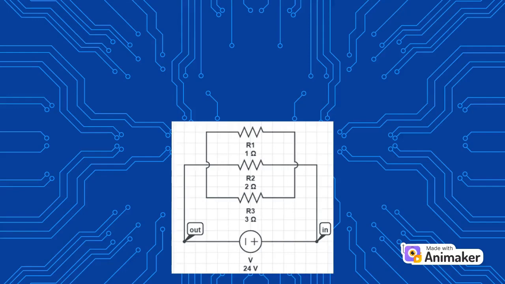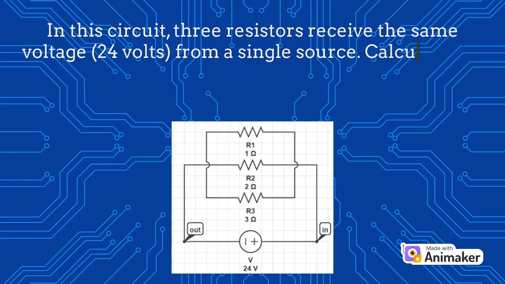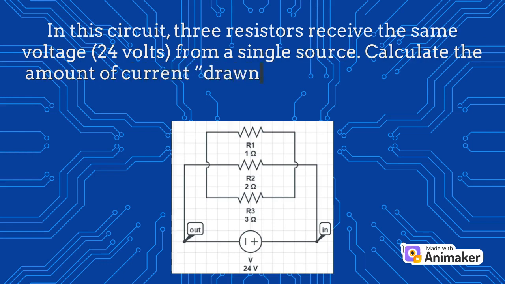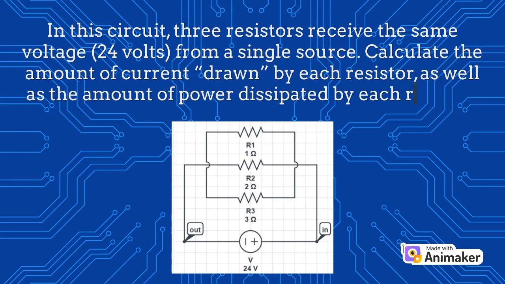Now, here is a problem that involves DC parallel circuits. In this circuit, three resistors receive the same voltage, 24 volts, from a single source. Calculate the amount of current drawn by each resistor, as well as the amount of power dissipated by each resistor. We can analyze the problem through this diagram.